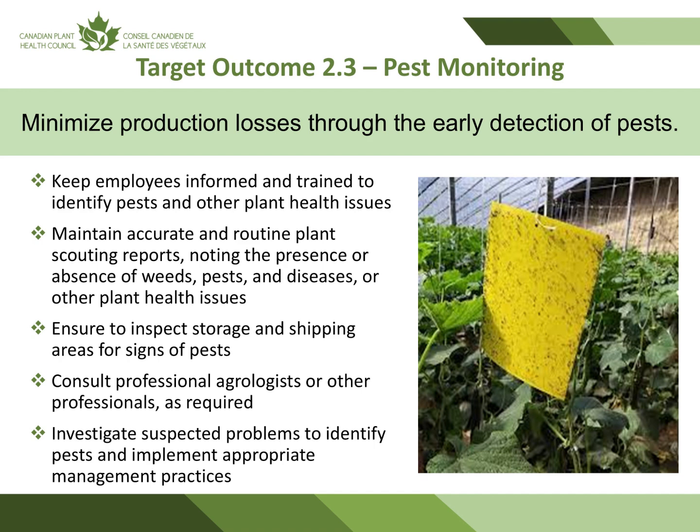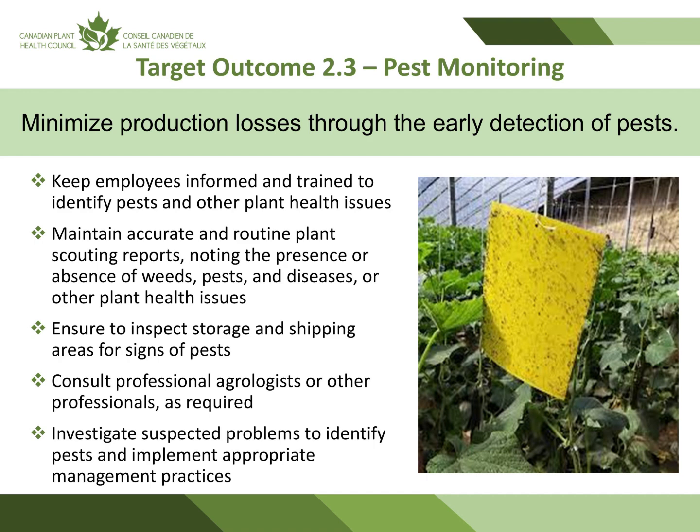Plant health management practices also include pest monitoring to minimize production losses through the early detection of pests. The development and implementation of a monitoring program allows for the detection of new and common pests. Pest monitoring is essential to determine when pests are about to reach a threshold and when control measures should be implemented. To that end, it is recommended to keep employees informed and trained to identify pests. Consider providing pest fact sheets or information sheets that explain how to identify pests of concern.